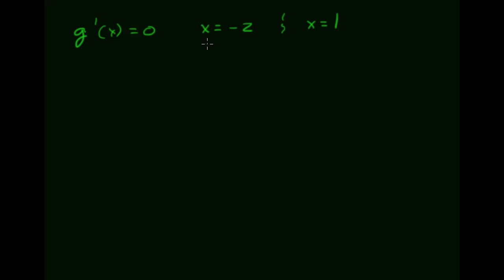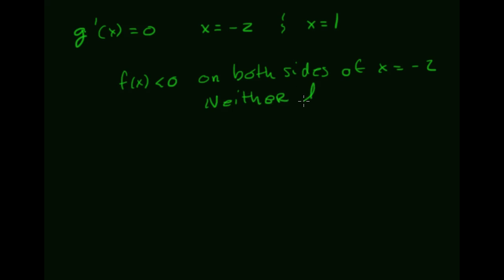If I look at -2, on both sides of -2, f of x is less than 0 on both sides of x equals -2. So this is neither local max or minimum.